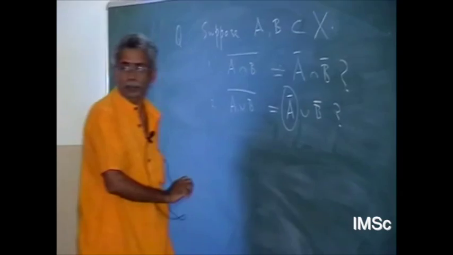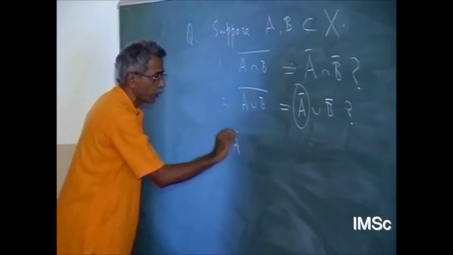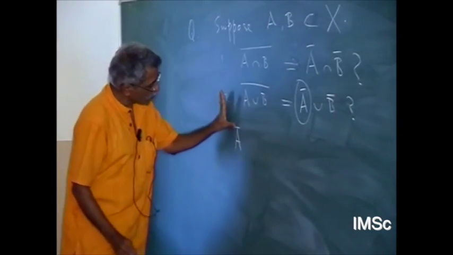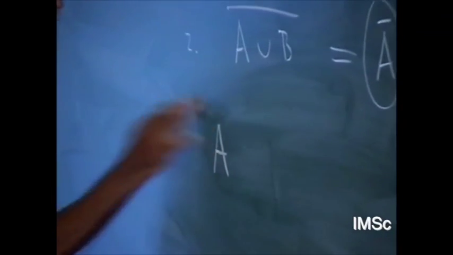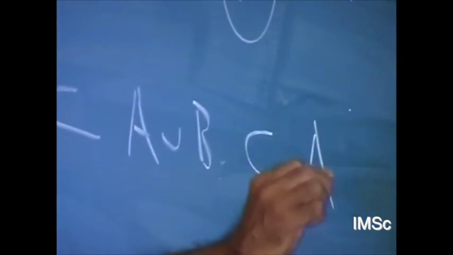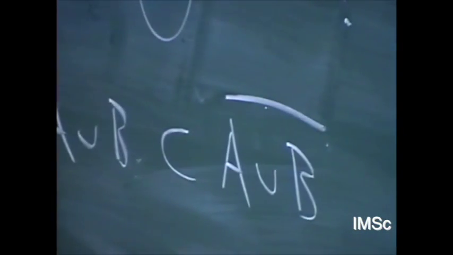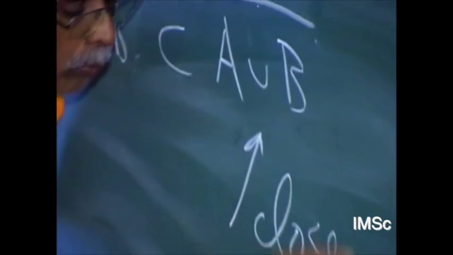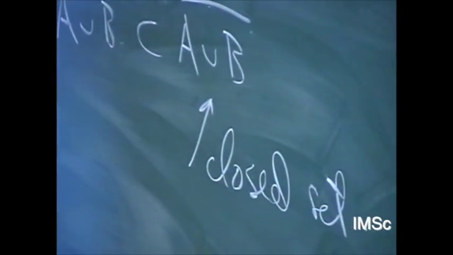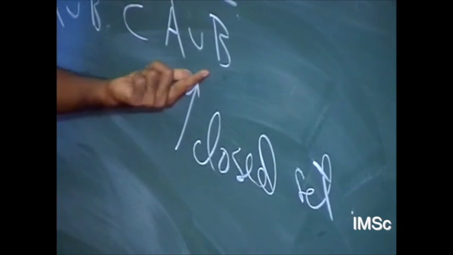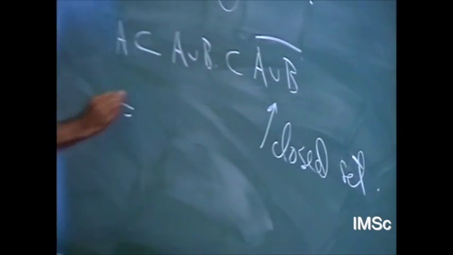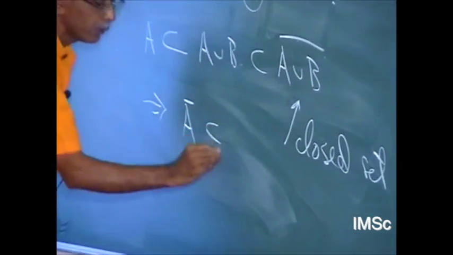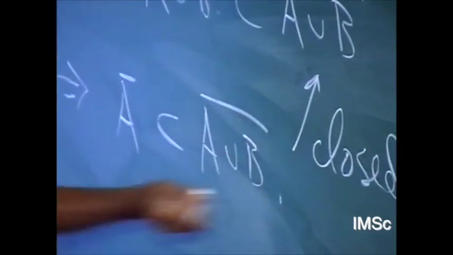Okay, let us take A closure. So I want to show A closure is contained in this. But first observe that A is contained in A closure. A is contained in A union B. But this is contained in A union B closure. This is a closed set. So A is contained in a closed set. Implies A closure is contained in A union B closure.